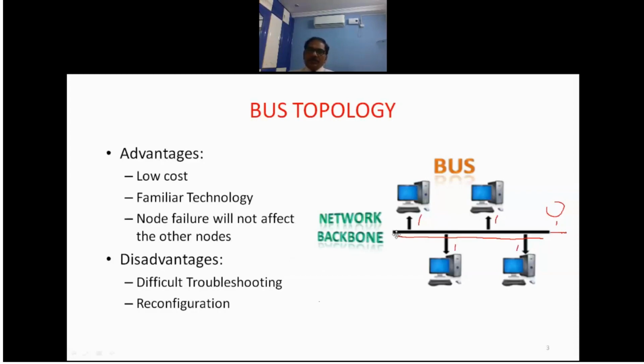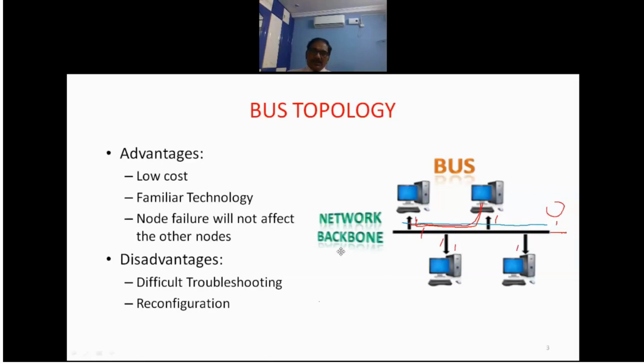And if you come to the functioning, suppose this system wants to communicate with this system, the communication will take place through the drop cable to the backbone to the system. At the same time, if this system also wants to communicate, then the information sent by this system and sent by this system may be colliding at this point. As a result, whatever information is moving in the network will be damaged. That is a disadvantage with this bus topology. So expansion will be easy.